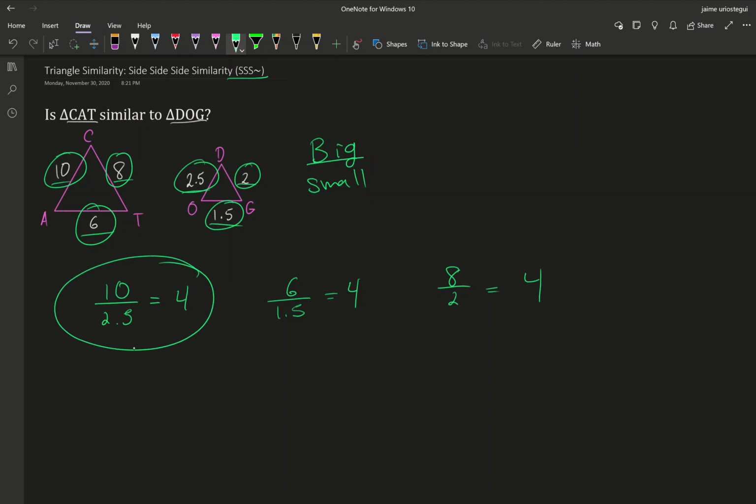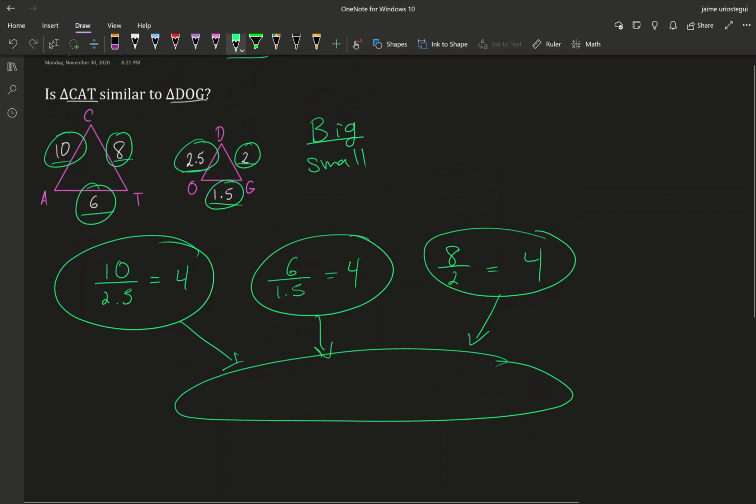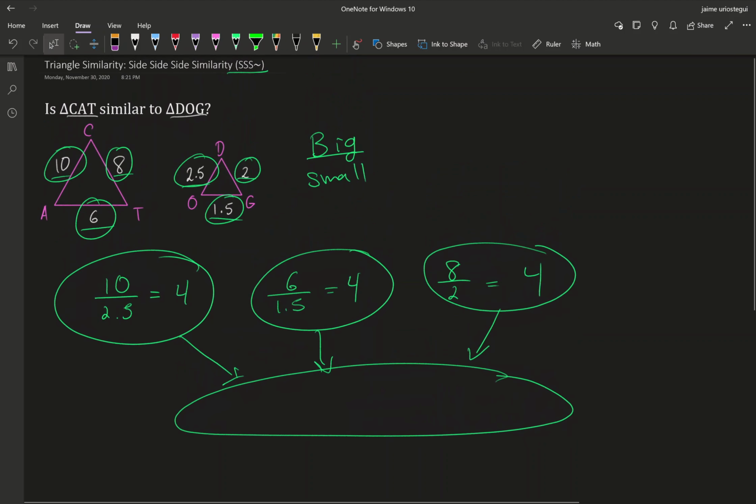So what we're going to do here is these three right here are our reasons as to why these triangles are similar. So these three are our reasons that are going to point down to our conclusion. Our conclusion here is just what we wanted to prove from the beginning. What we're being asked to prove. We were being asked to prove, is triangle CAT similar to triangle DOG? And the answer is yes.